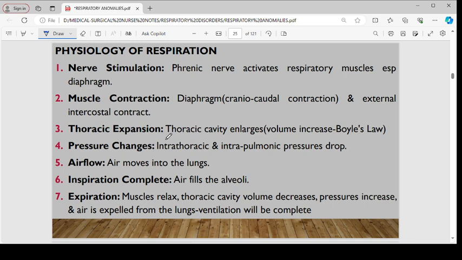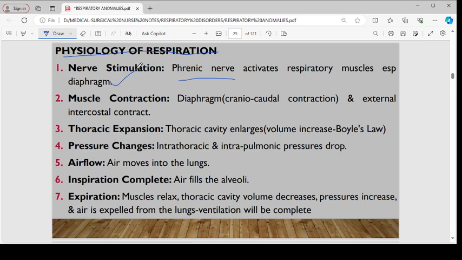Okay guys, that marks the end of the anatomy. We can now shift gears to the physiology of breathing. In the physiology of breathing, first of all, we have nerve stimulation. The most important nerve here is the phrenic nerve, which activates the respiratory muscles, especially the main inspiratory muscle, the diaphragm.